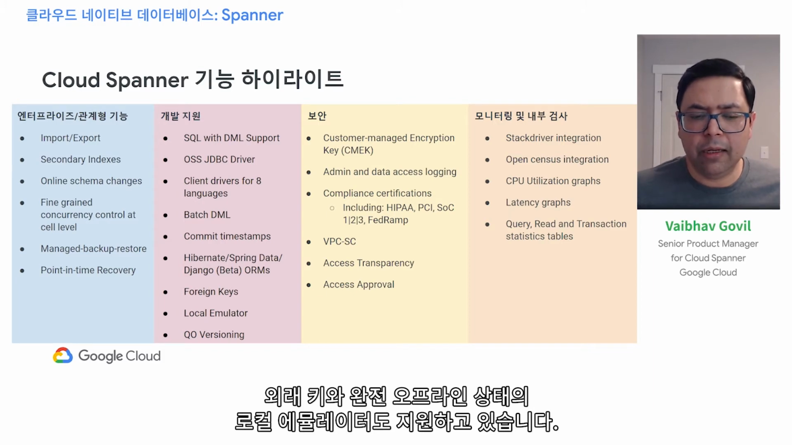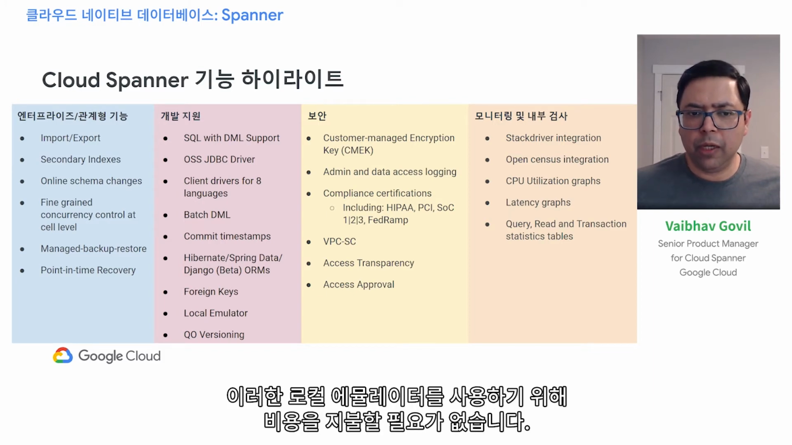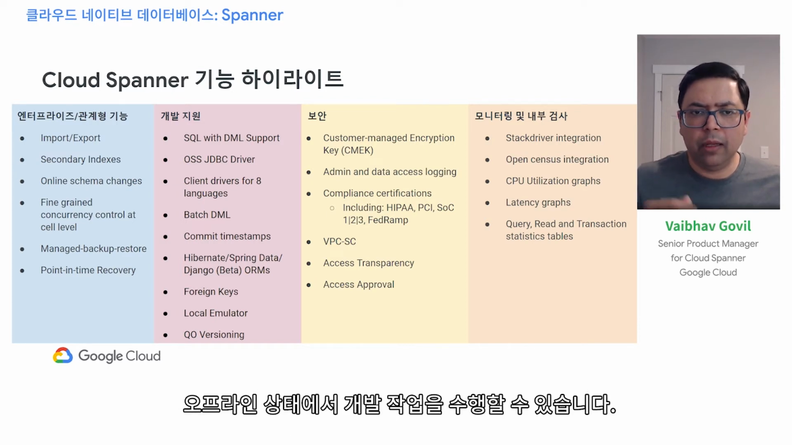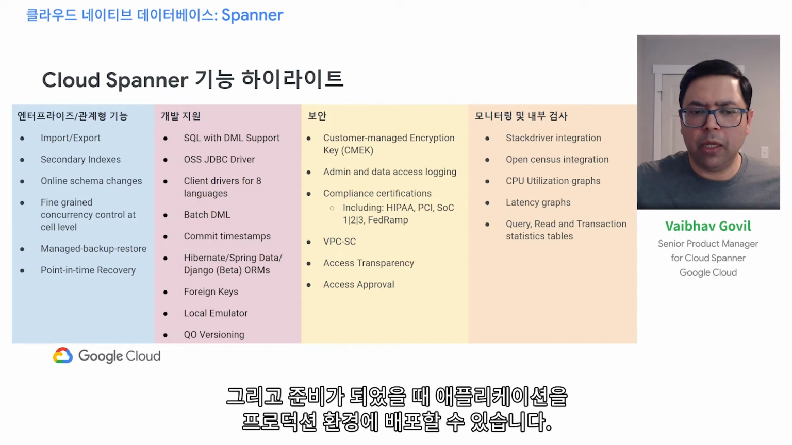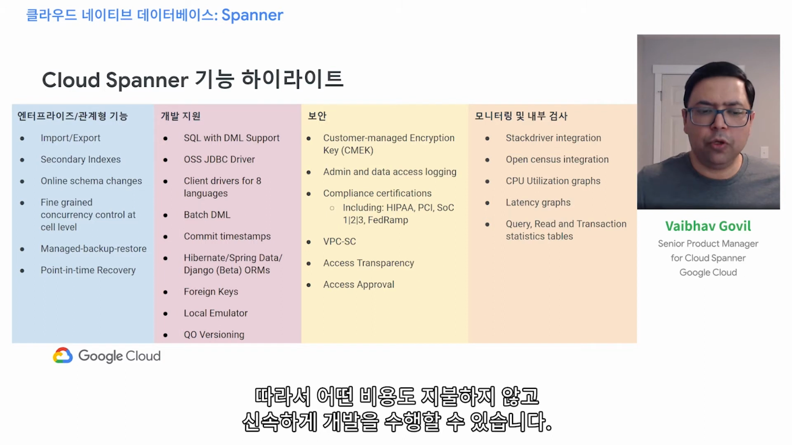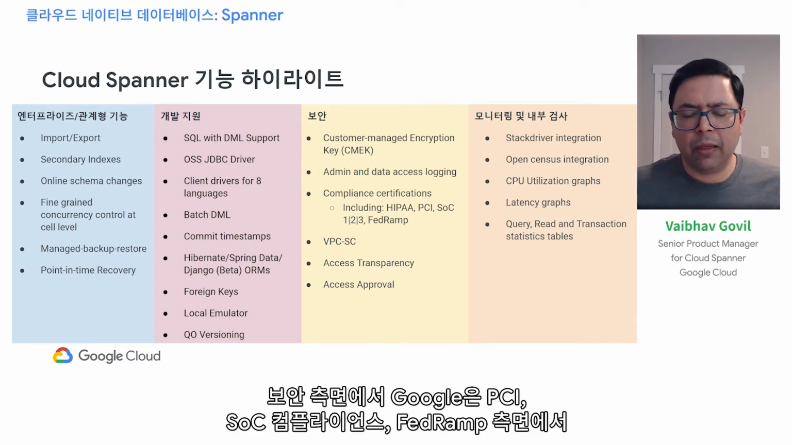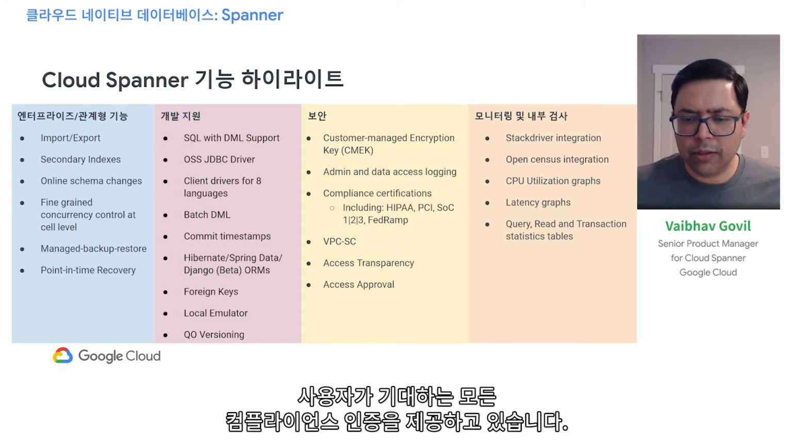We have a completely offline local emulator. You don't have to pay anything for using this local emulator. It basically emulates Spanner APIs and Spanner SQL, and you can just do offline development with that. And when you're ready to promote your application to production, you can just push it on. So this is a very nifty way for you to do development without paying anything. And then we have a whole query optimizer, and we launched query optimizer versioning control and everything.